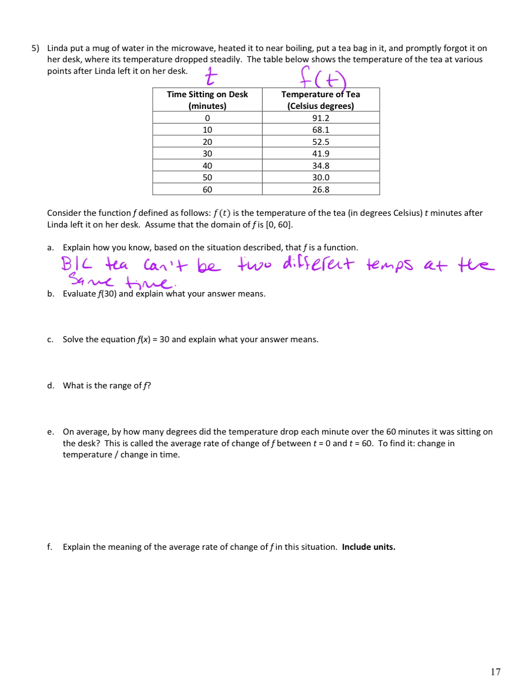All right, let's evaluate f of 30. So 30 is an input. It's in the parentheses. So it's a t value, and they're asking me to give the output, or the f of t value. So when t is 30, the y value is 41.9. Okay, and what does that mean? That means that 30 minutes after microwaving the tea, its temperature is 41.9 degrees Celsius.